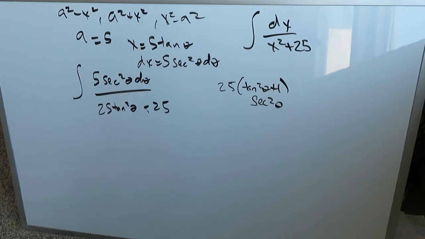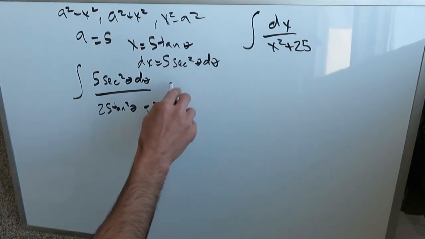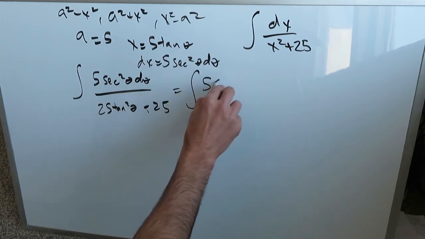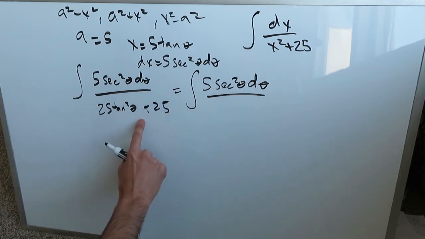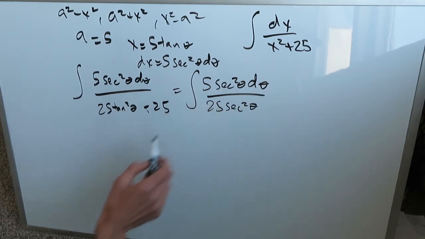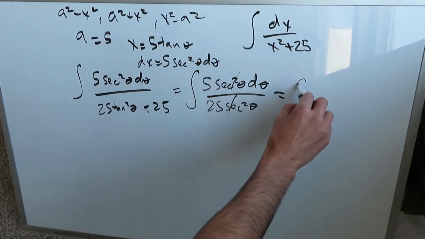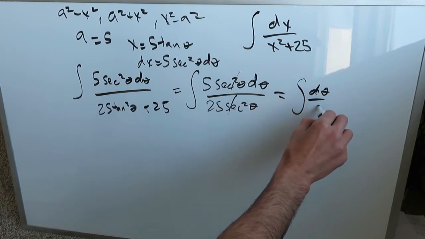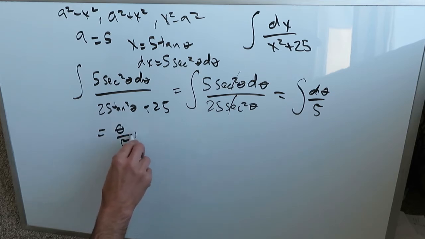So let's rewrite it again in the condensed format. You'll have 5 secant squared theta d theta in the numerator. Here you get 25 secant squared theta. What can you cancel out over here? These can cancel out. What you end up with is basically d theta over 5. When you do the antiderivative of that, you get theta over 5 plus c.